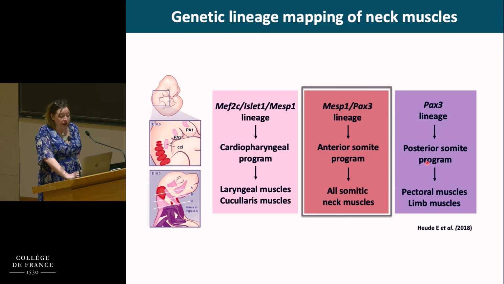It just suggested that a specific myogenic program is involved in the formation of somatic neck muscles, distinct from that of the somatic trunk muscles, and that the cucularis is indeed of cardiopharyngeal origin.